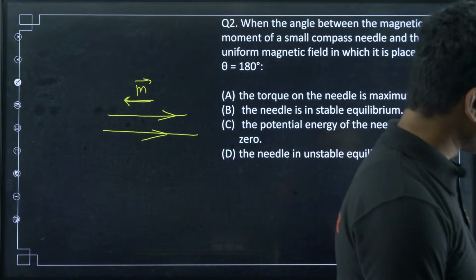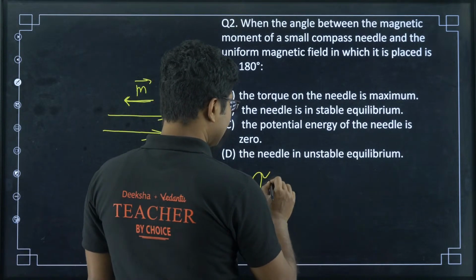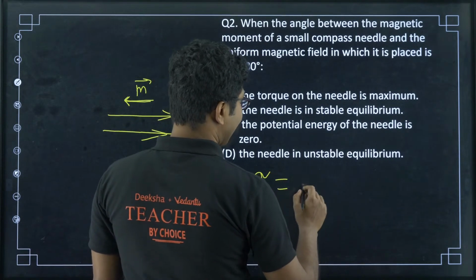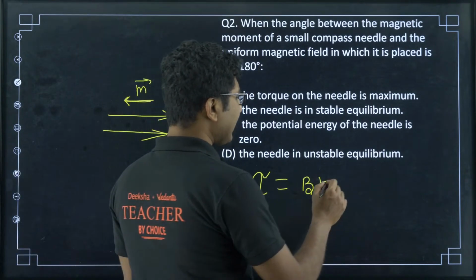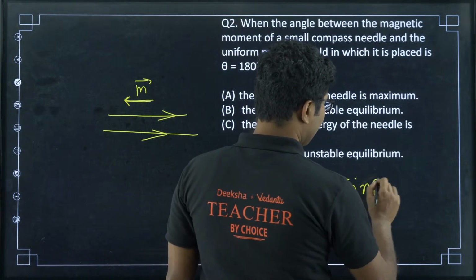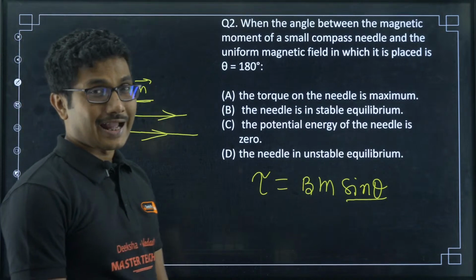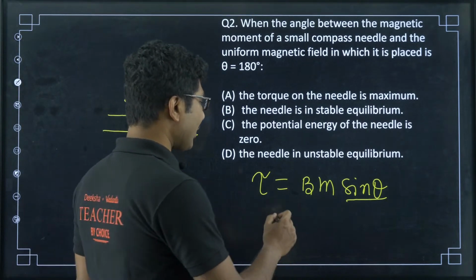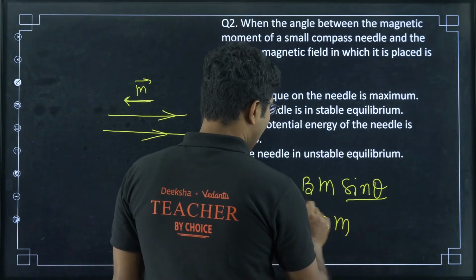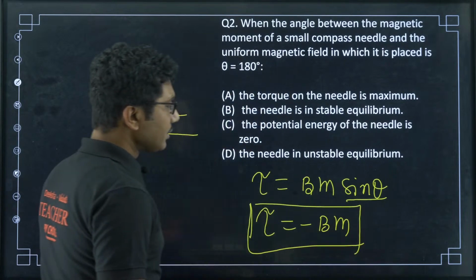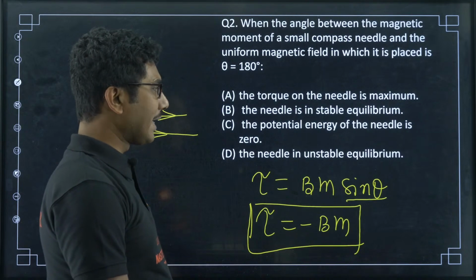2D. Varija is saying 2A. So what is the torque? Let's see. Torque is magnetic field into magnetic moment sin theta, right? So torque is Bm sin theta. Now sin 180 degree is -1, so torque will be negative, but obviously it will be having a maximum value. Okay, so torque will be maximum possible value, right?